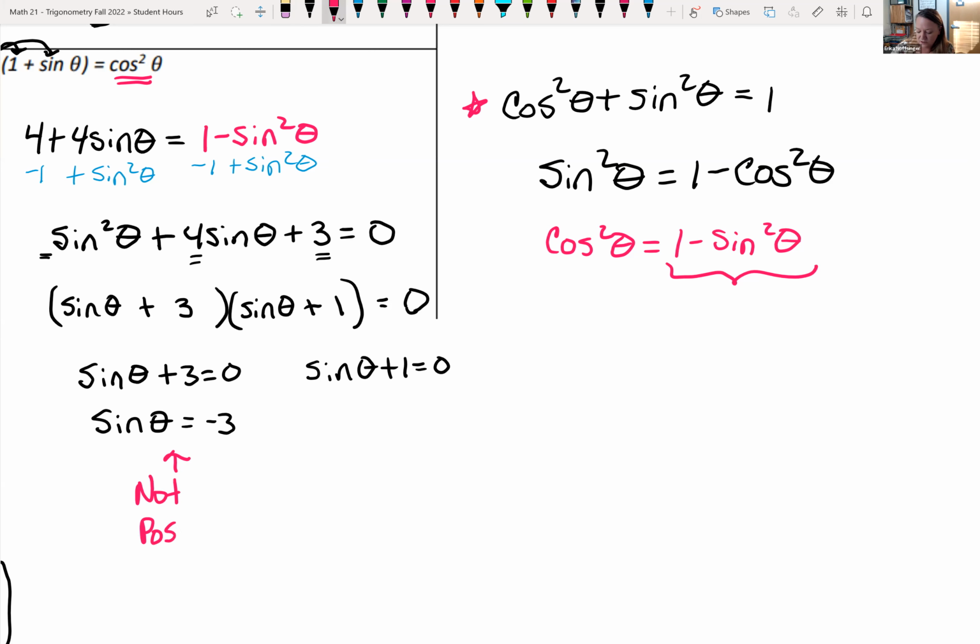If you tried to look at sine inverse of negative 3 on the calculator, it would come back with an error. So over here, sine theta plus 1, isolating sine theta, we get sine theta equals negative 1. There is a value of theta that would give us back negative 1, and that is 3 pi halves. We're only looking at values between 0 and 2 pi, so this would be the only one that works.